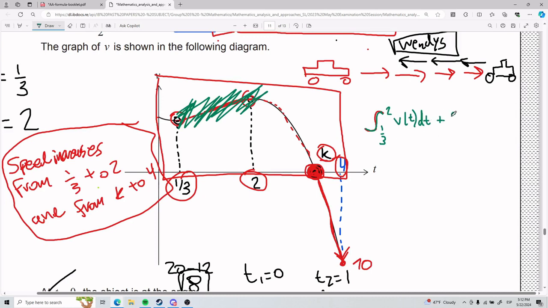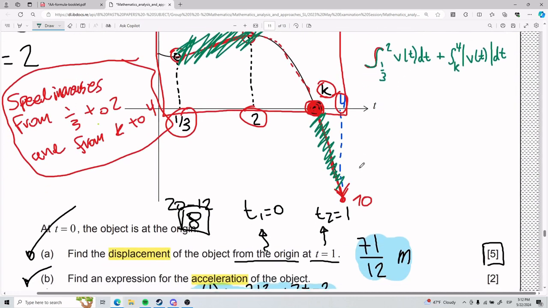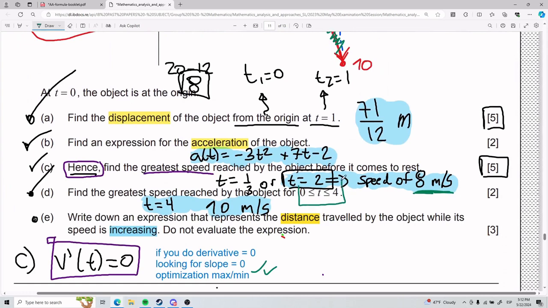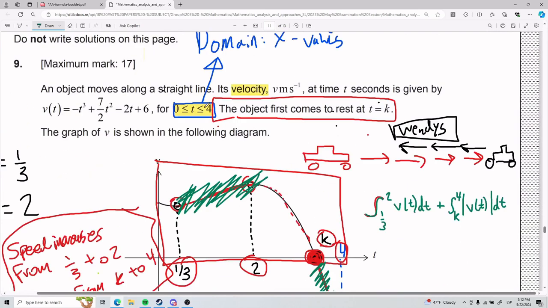Plus the integral of the negative portion. The negative portion needs an absolute value because you only care about when speed is increasing. You don't care that you're going backwards, right? And so this will have the absolute value of your v(t) with respect to dt. Its starting point, as we said, is going to be k, and it will finish at 4. How do you know it finishes at 4? Because your domain was restricted all along to be until 4.